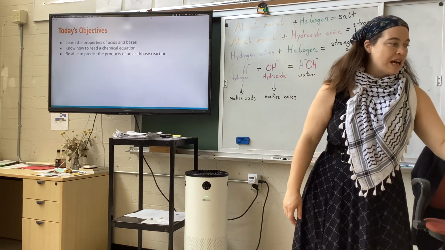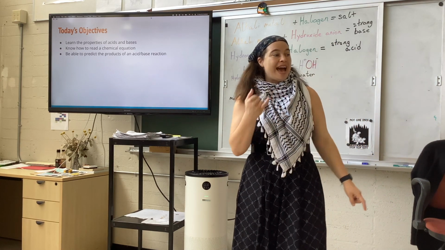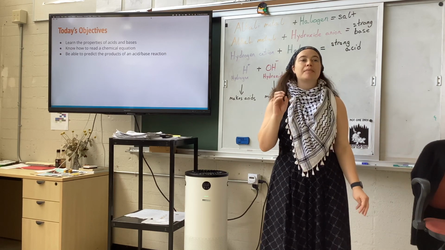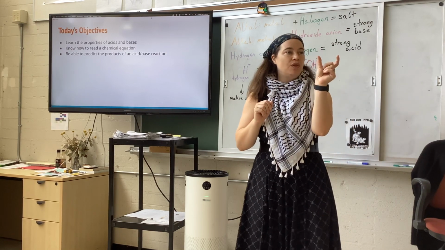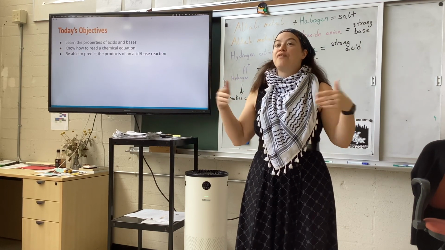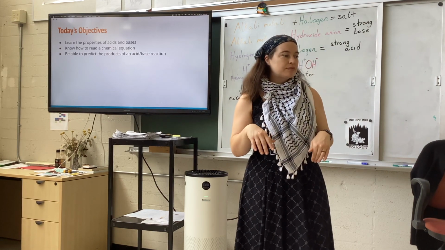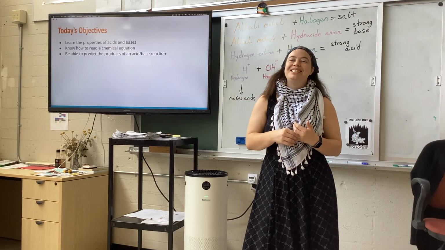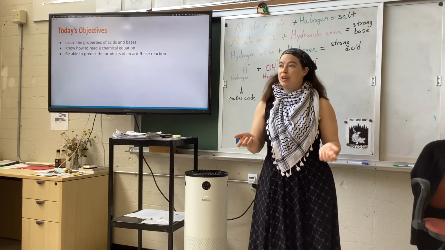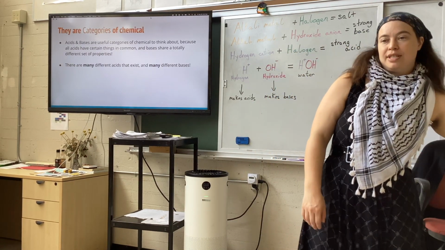So today we're going to talk about acids and bases. Our goals for today: we want to learn the properties of acids and the properties of bases. We want to remind ourselves how to read a chemical equation. So not just a chemical formula for a single molecule, but an equation for a reaction that's happening when multiple chemicals are reacting with one another. And then we want to be able to predict, when an acid and a base react with one another, what the product of that reaction will be. So we're actually going to start talking about chemical reactions today.